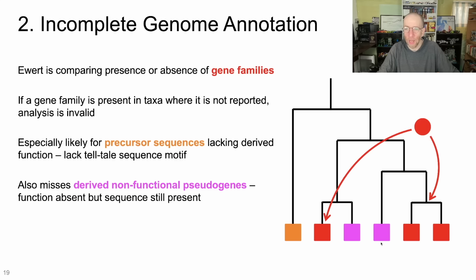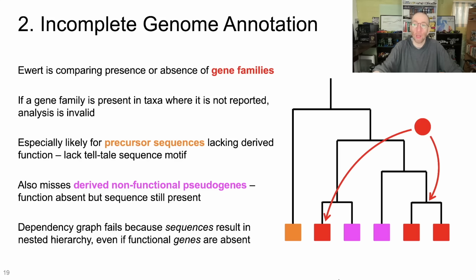This lineage and this lineage experienced mutations that inactivated this particular gene. So if you're annotating those genomes based on the presence or absence of the functional gene, well, the pseudogenes aren't going to show up in that annotation, but they're still there, right? The sequences are still present. So now, if you look at this, the dependency graph fails, right, compared to the common ancestry.